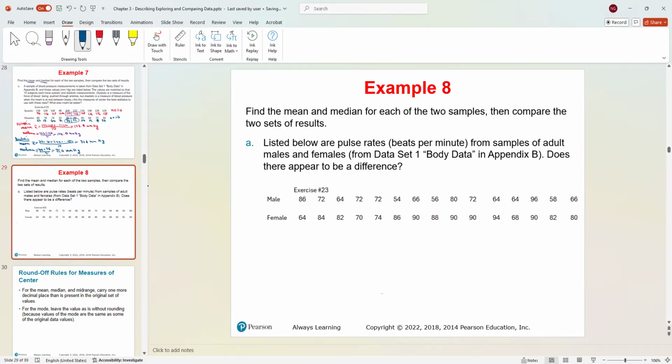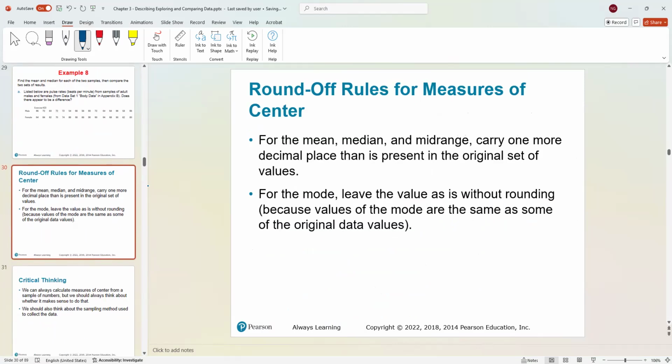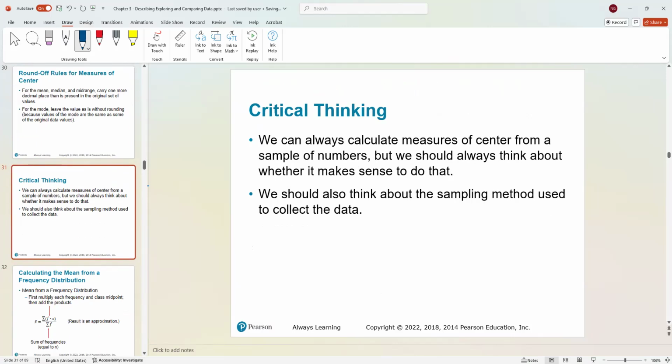I'll leave the other ones for you. You see the round-off rules for measures of center: for the mean, median, and mid-range, carry one more decimal place than is present in the original set of values. For the mode, leave the values as is without rounding them, because values of the mode are the same as some of the original numbers. We can always calculate measures of center from a sample of numbers, but we should always think about whether it makes sense to do that. We should also think about the sampling method used to collect the data.